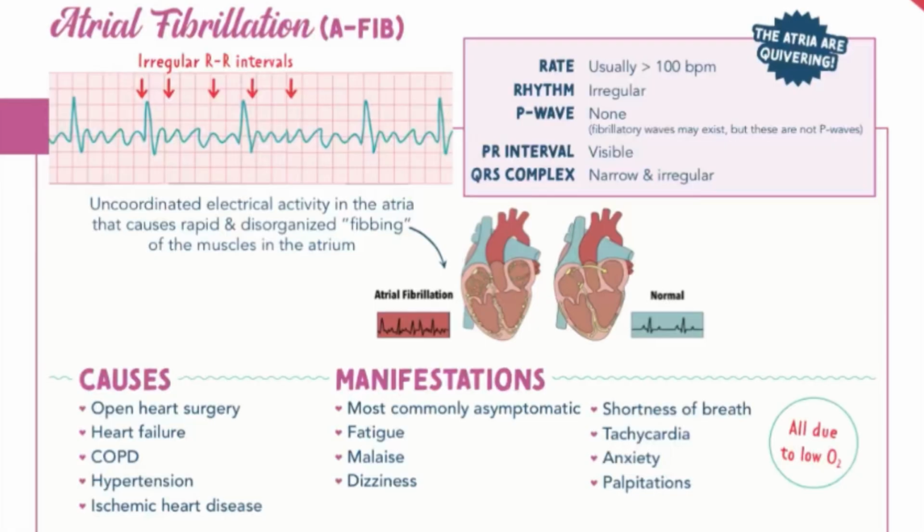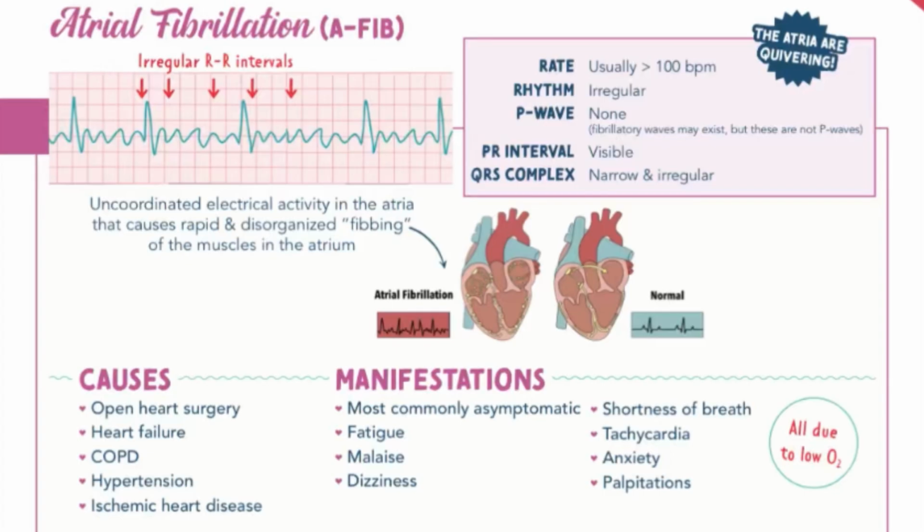Next is atrial fibrillation. Atrial fibrillation means the atria are shivering, not contracting properly. In this you can see the ECG pattern. The QRS complex is very narrow and irregular. The rate is usually more than 100 beats per minute and the rhythm is irregular. You can see irregular RR intervals here. In one step the RR interval is less, and the next one is increased, and so on. So the RR intervals are irregular.